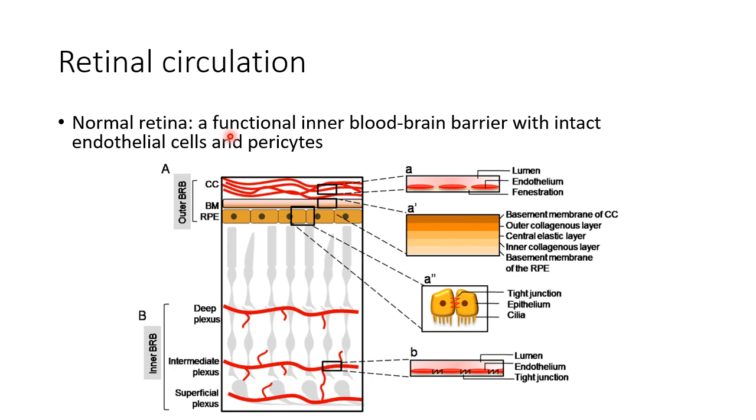So the normal retina has a functional inner blood-brain barrier with intact endothelial cells. Please excuse me for that brain. It is the inner blood retinal barrier, of course structurally similar to the blood-brain barrier. So there is an inner blood retinal barrier and an outer blood retinal barrier, with intact endothelial cells and pericytes. So from outside in, this is the deeper retina and this is the external or outer retina. Okay, inner and outer retina.